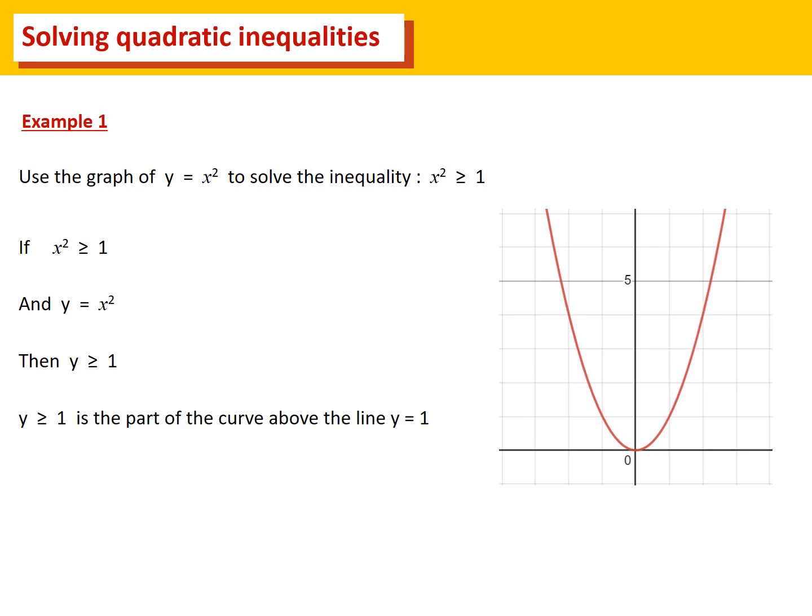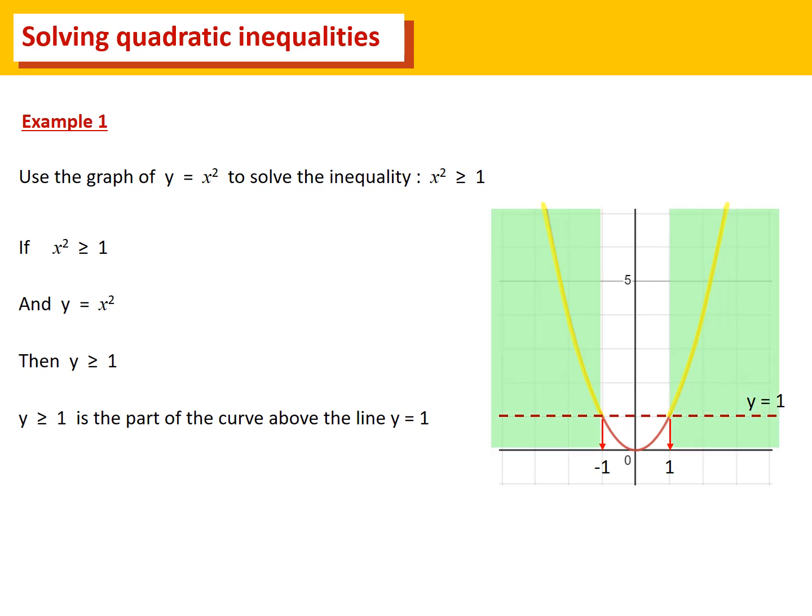And the line y greater or equal to 1 is a horizontal line, so we want the part of the curve which is above that line. The line y equals 1 cuts the curve where x is 1 and x is negative 1, so these two values here. That's the bit of the curve that we want, the highlighted bit, and therefore those two green regions are the x values that we want where the curve lies above the line y equals 1.